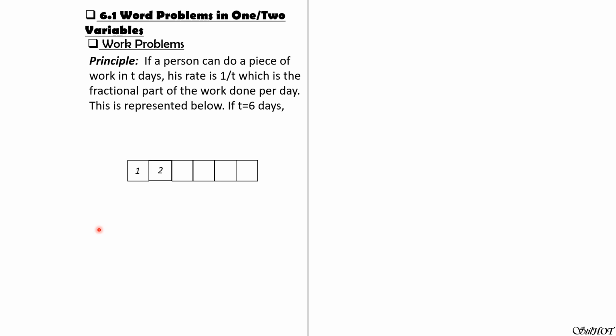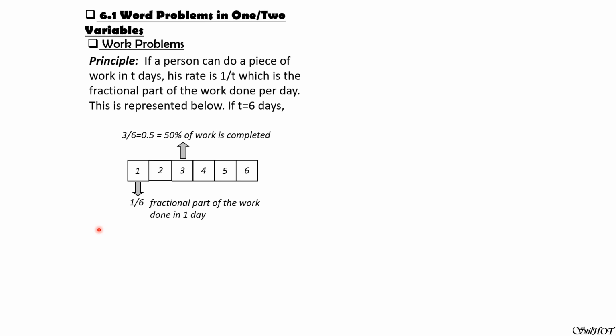Let's mark that as 1, 2, up to 6. So that means if you work for 1 day, then 1/6 of the work is accomplished or finished. If you work for 3 days, then 50% of the work or 1/2 of the work will be finished. 3 over 6 or 0.5, 50% of work is completed. That's the meaning of that.